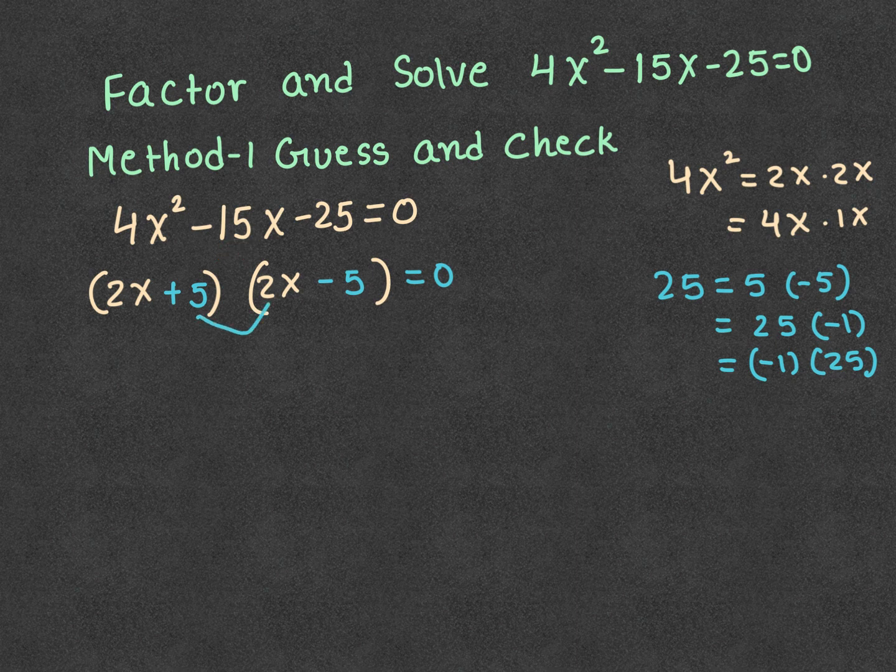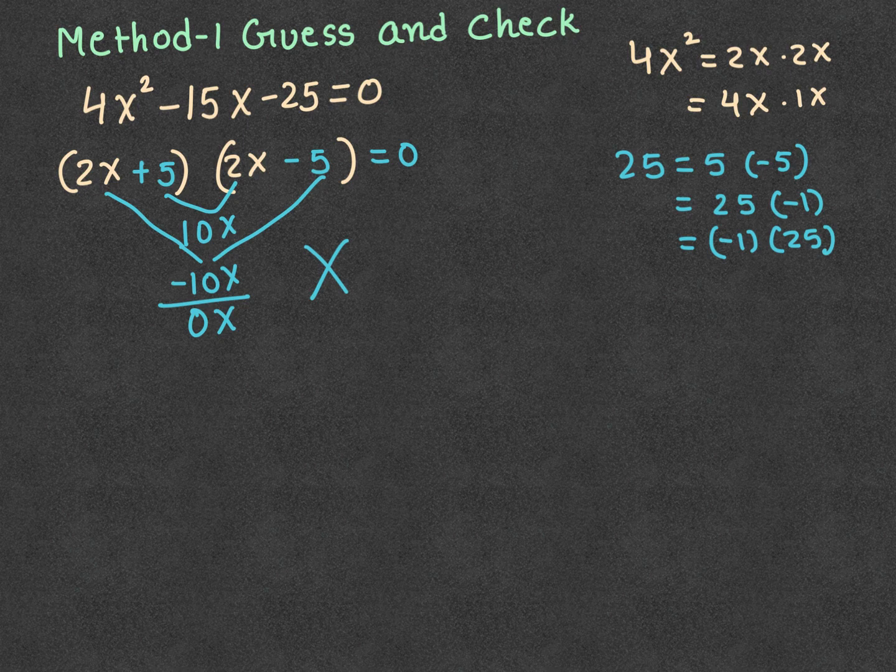If we multiply these two, we get 10x, and if we multiply these two, we get negative 10x. And if you add them, you get 0x, which is not our middle term, so we are rejecting this. This is not our factors.